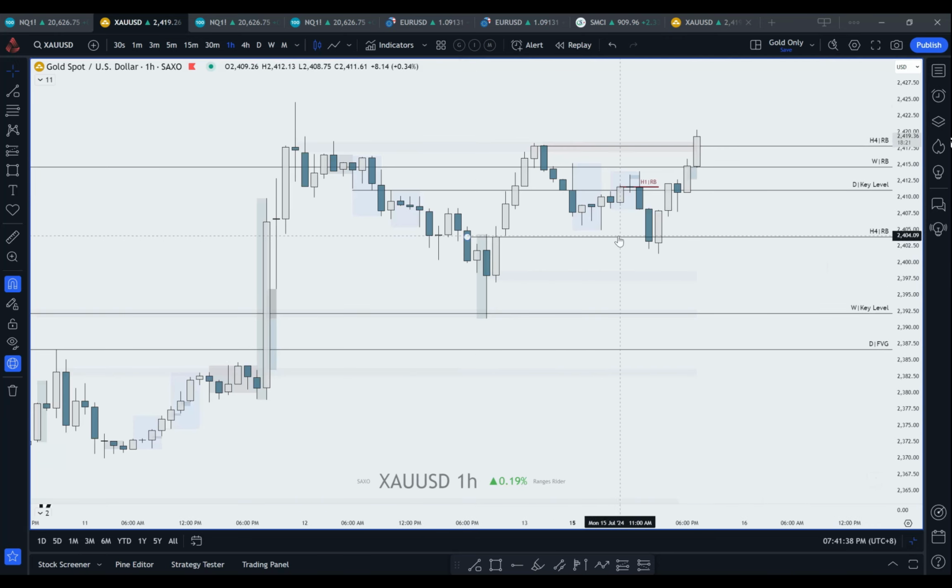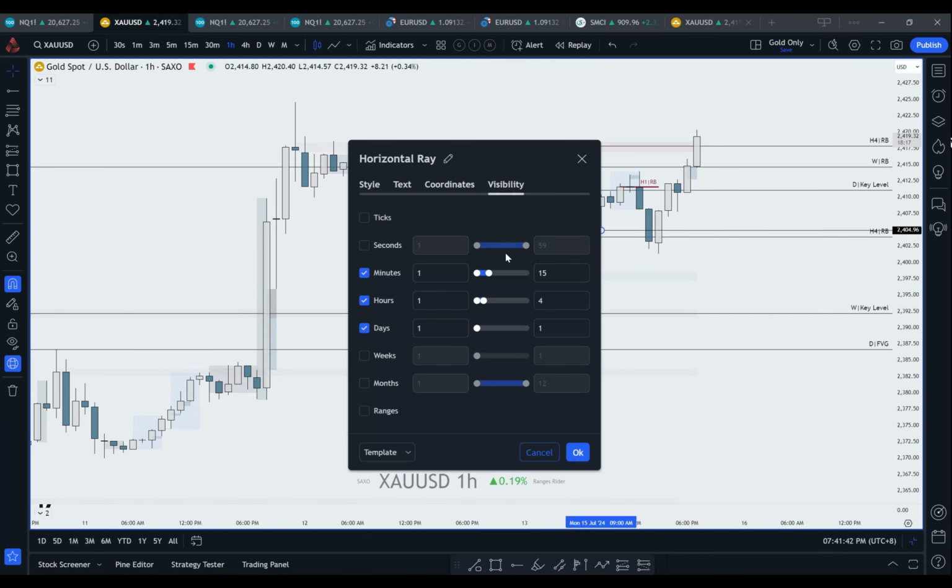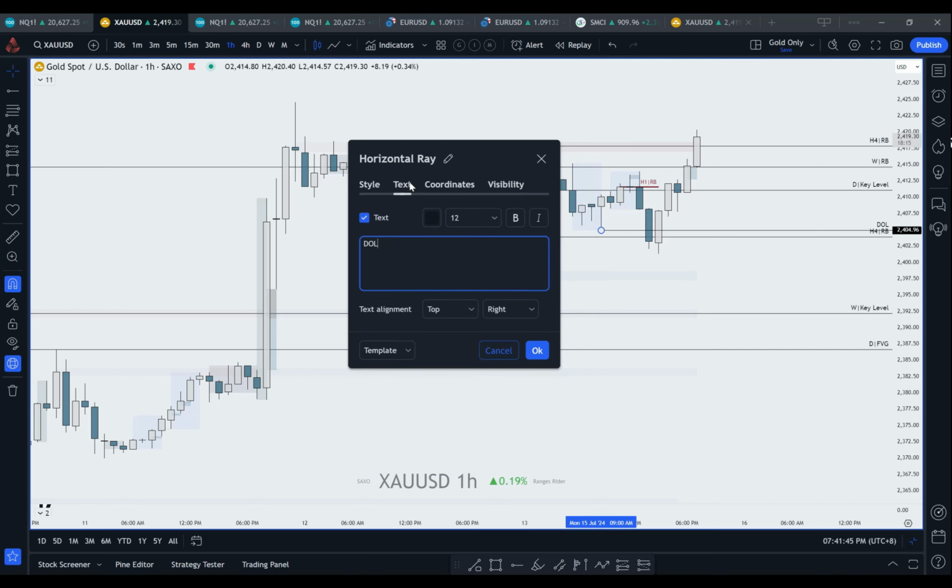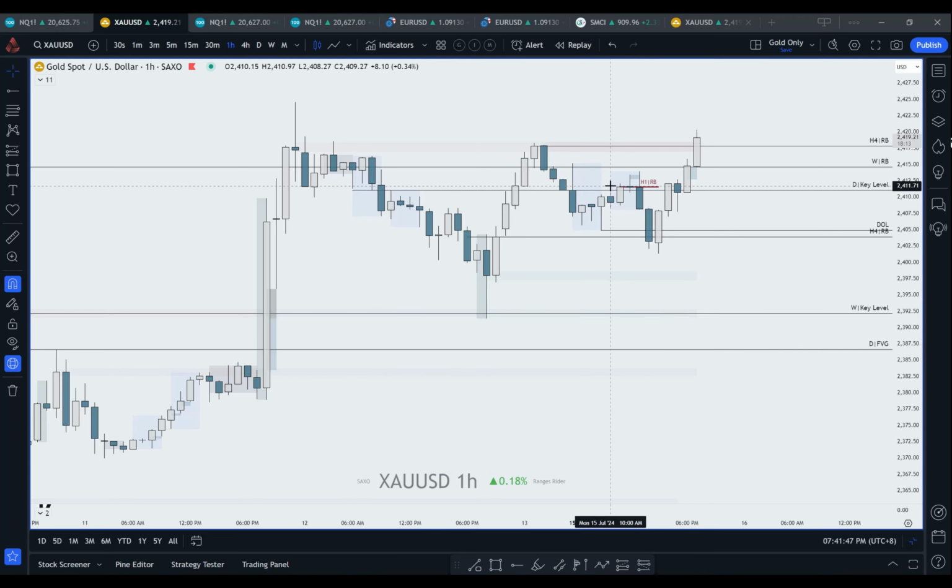So you need to mark your draw on liquidity. So this is your draw on liquidity. The market reached your draw on liquidity, but unfortunately it took your stop. Okay, and then this is the level which I was looking at.